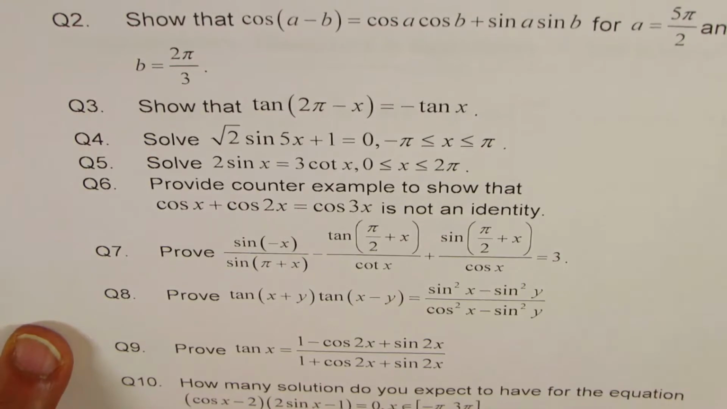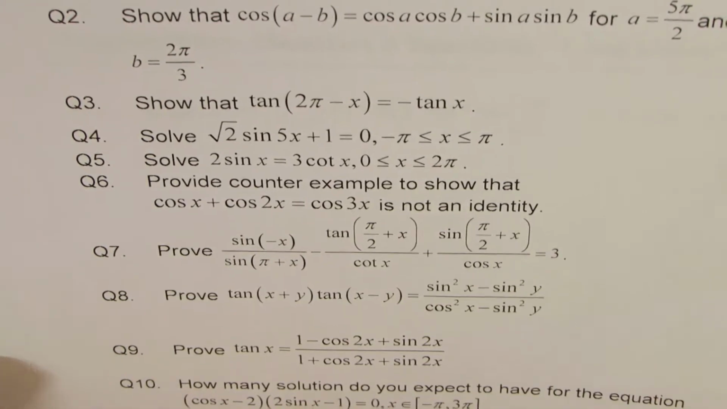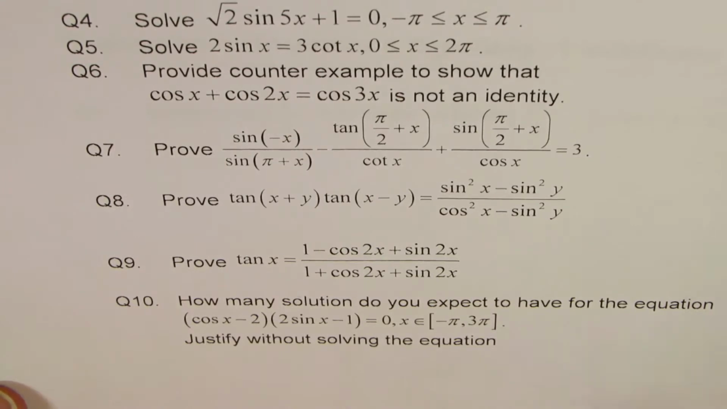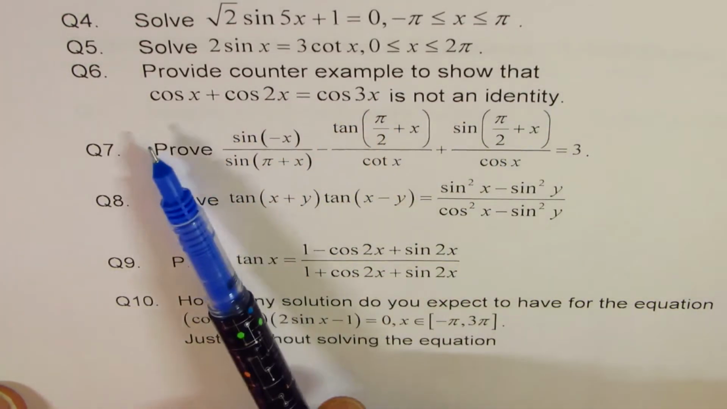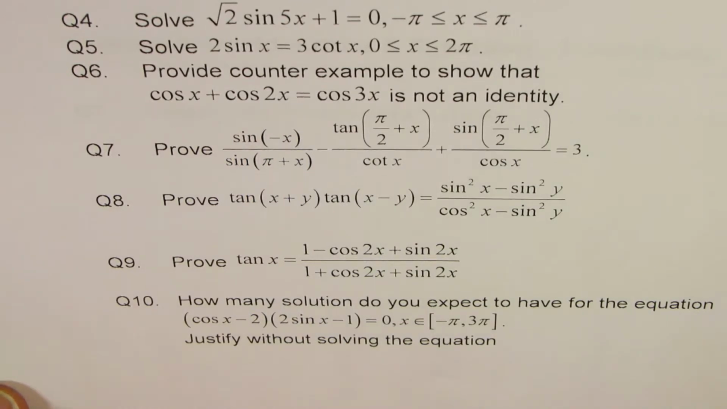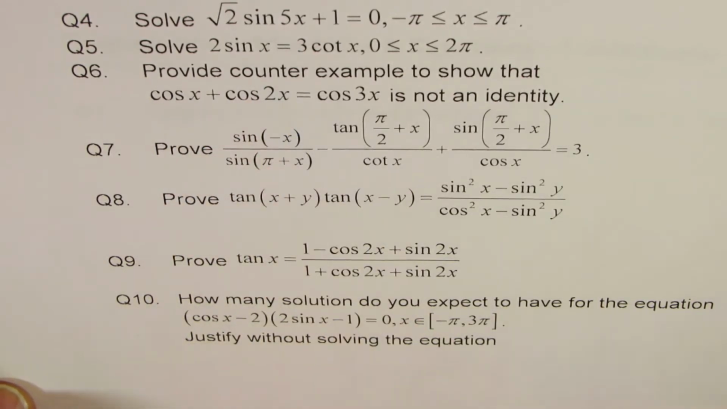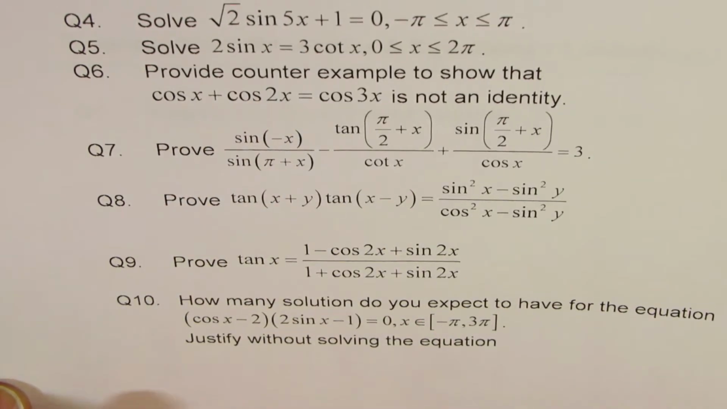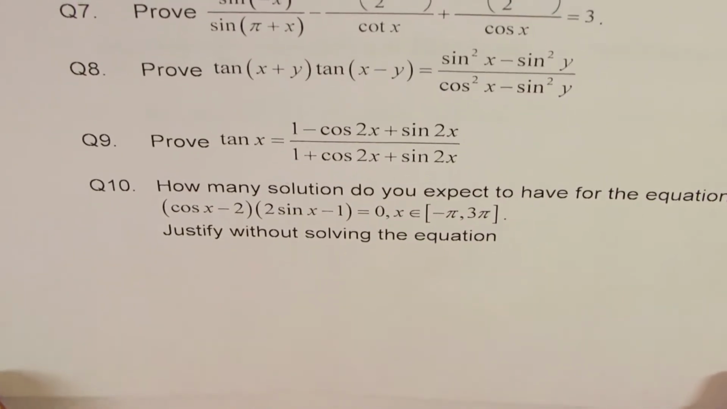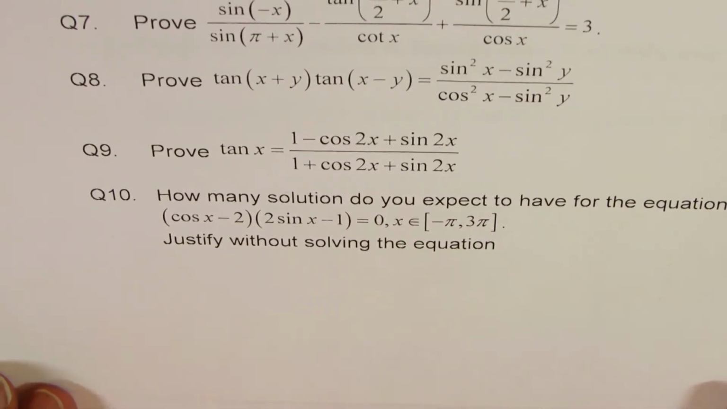Now question number 5 is also solving an equation. Then we have to provide a counterexample to show that cos x plus cos 2x equals cos 3x is not an identity. So I hope you remember what a counterexample is. Then the other 4 questions are kind of identities, very simple identities.